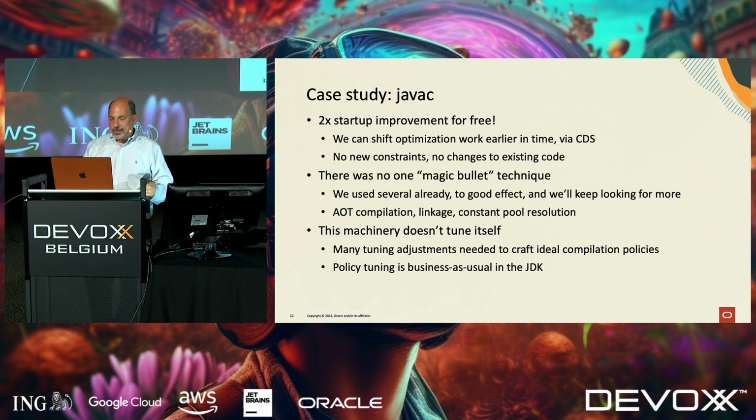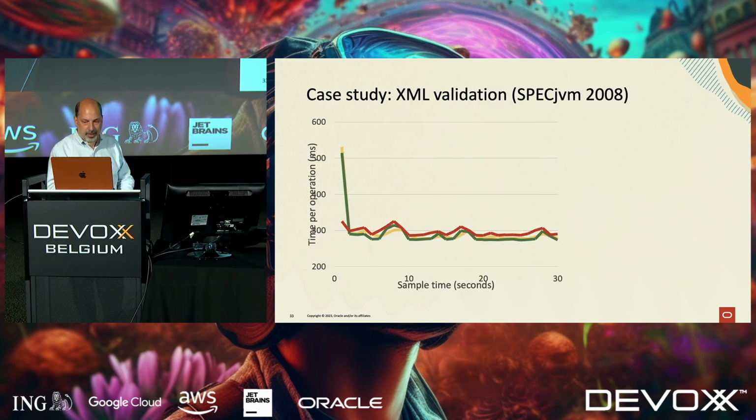It's still early days. One of the things we spend a lot of time on is tuning VM policies like compilation policies, and this is more of the same. And so these are just pretty much rough numbers from the lab.